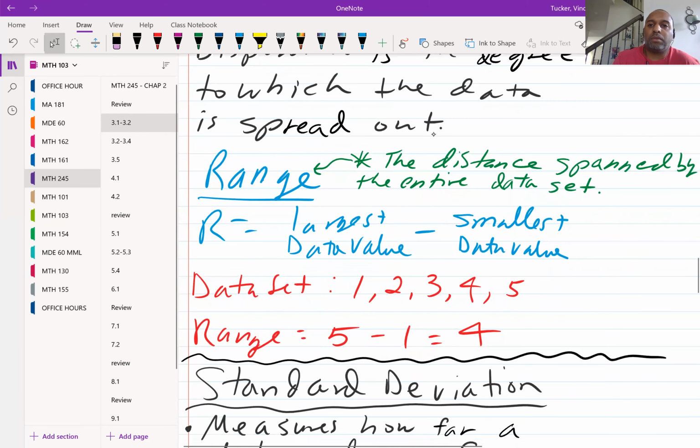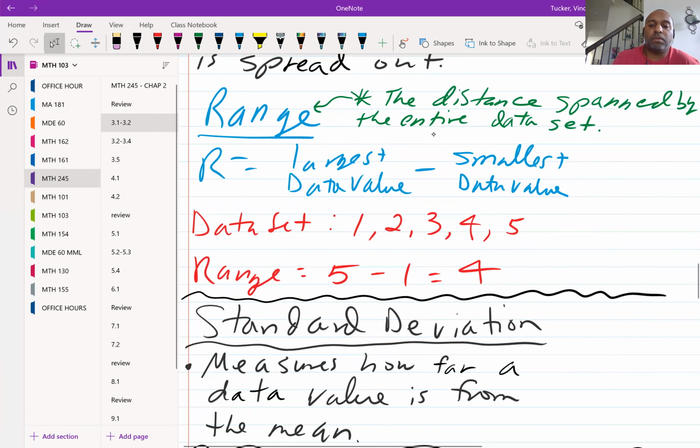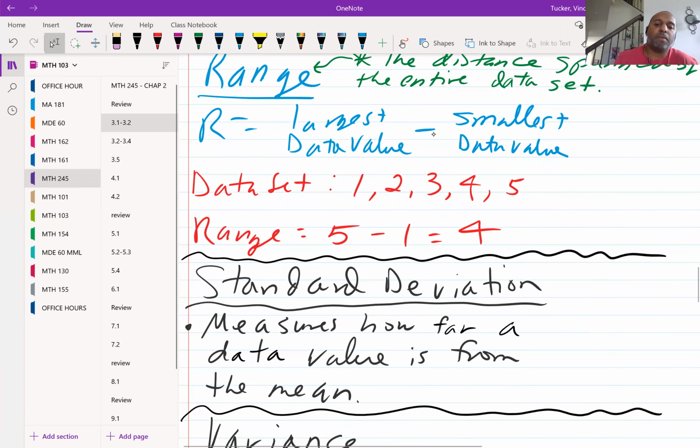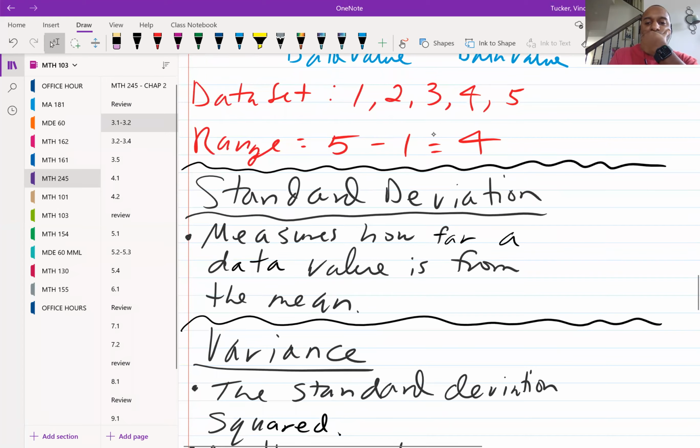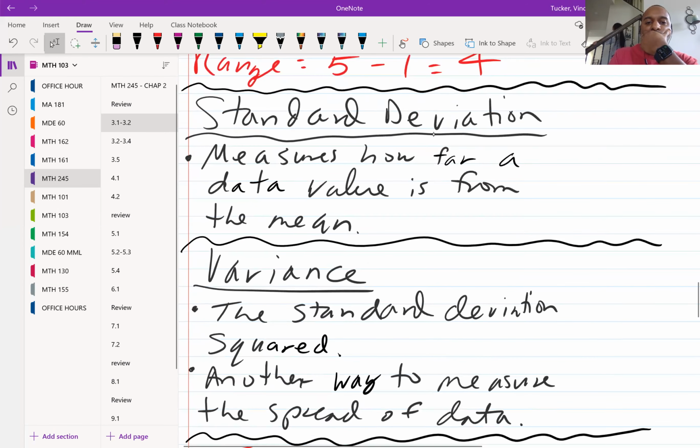All right. Standard deviation measures how far a data value is from the mean. And your variance is the standard deviation squared. It's just another way to measure the spread of the data.